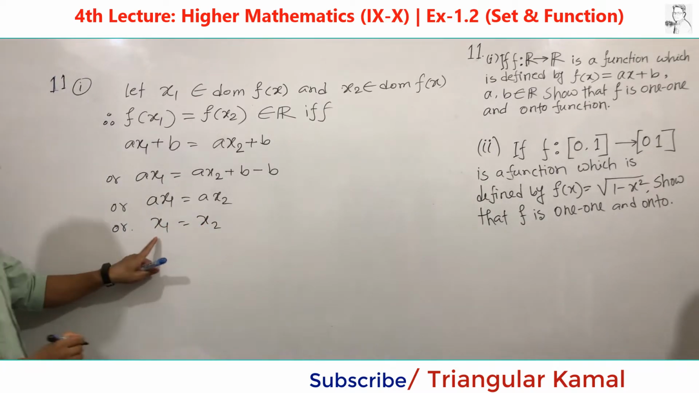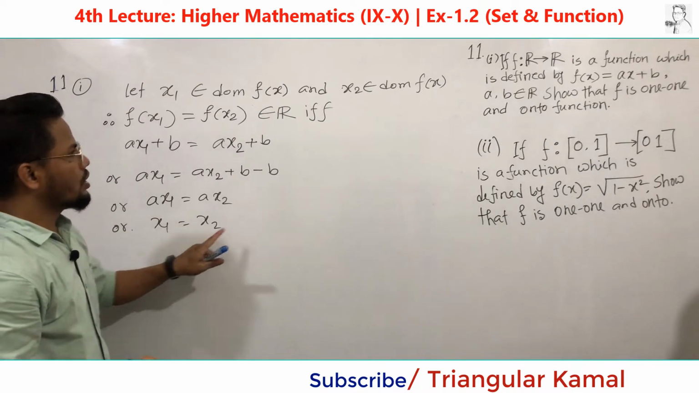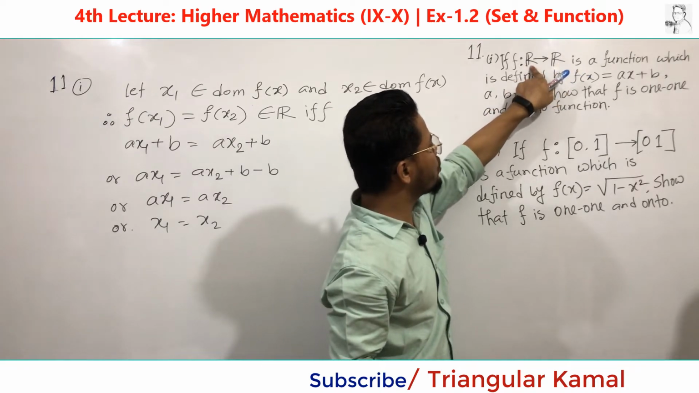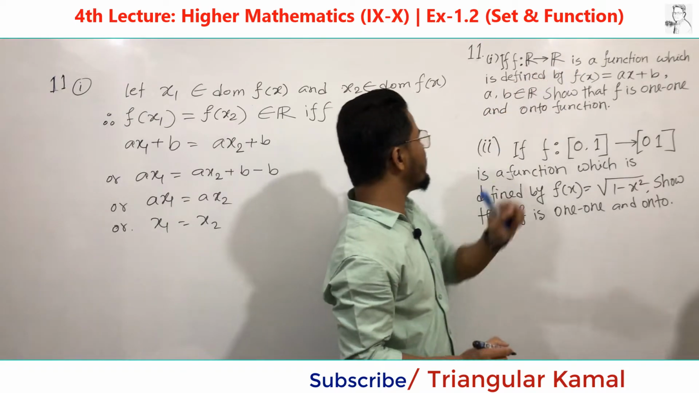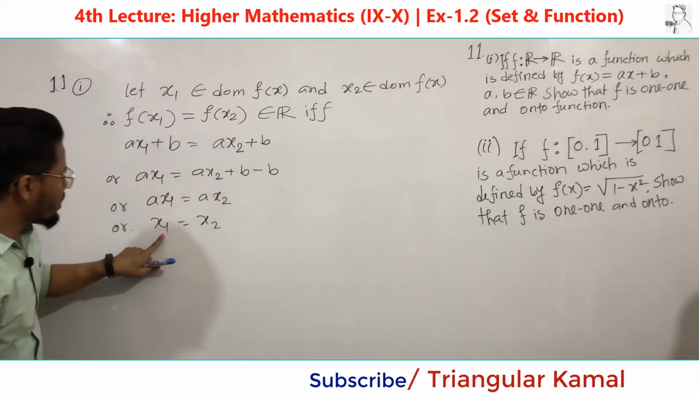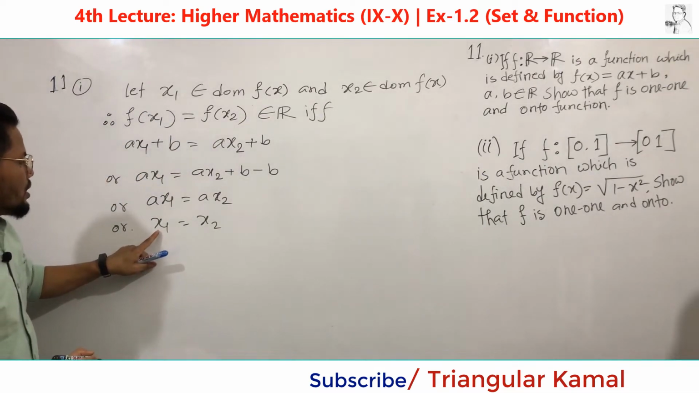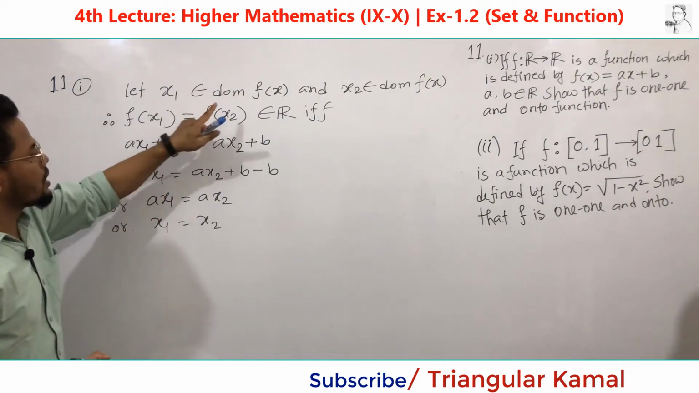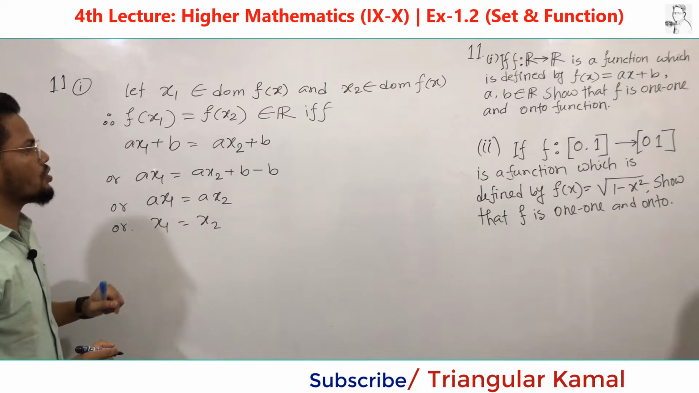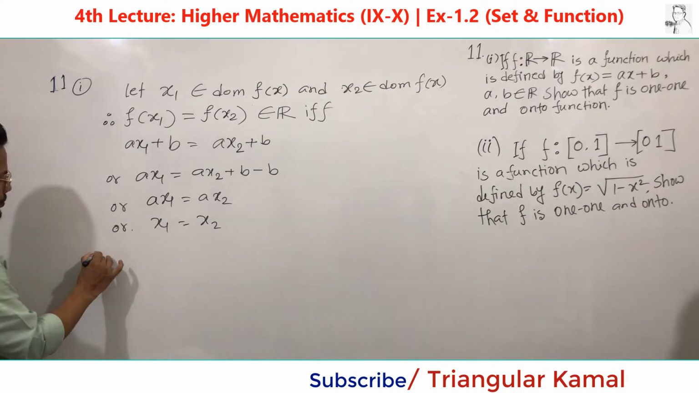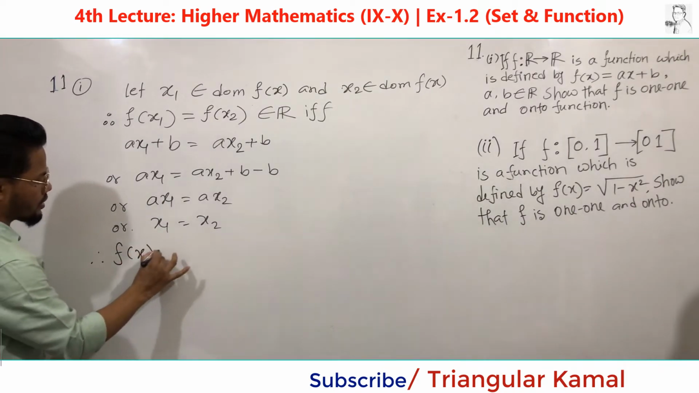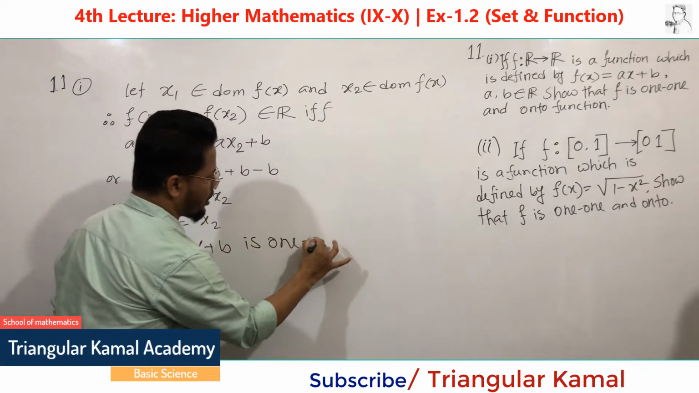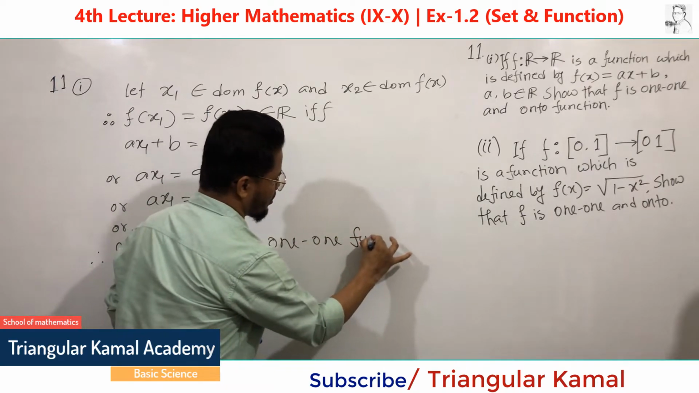So we said in the open relation, when we see here R to R, that means the domain is real number and codomain is real number. Then after doing calculation, when we finally get x1 equal to x2, then we can say the given function f of x is one-one function. So f of x equal ax plus b is one-one function.